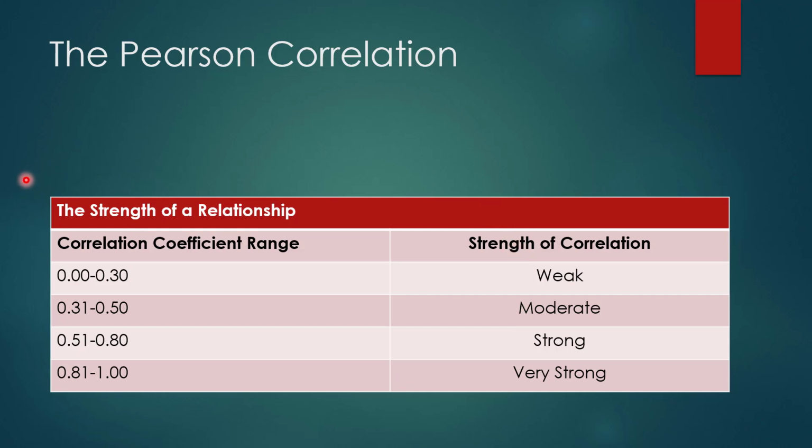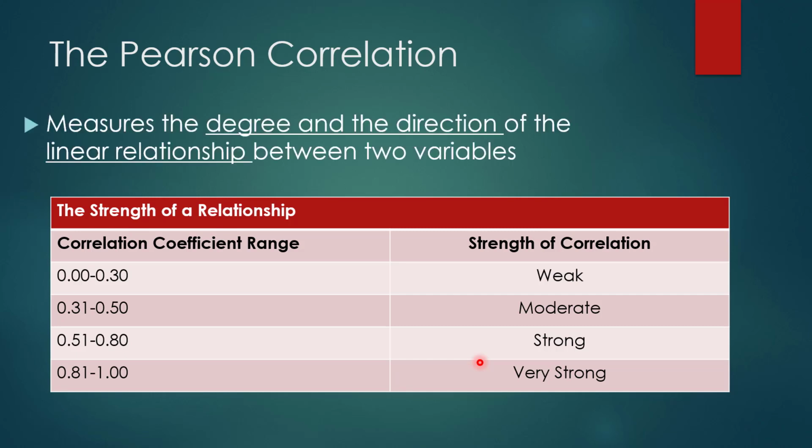When we're looking at a linear relationship, we would use the Pearson's correlation coefficient. If we get a correlation coefficient from 0 to 0.3, it's a very weak correlation; 0.31 to 0.5, moderate; 0.51 to 0.8, strong; and 0.81 to 1 is very strong, again with 1 being a perfect correlation. Sometimes you might see these numbers and strengths be a little bit different than what's reported here, but this is from your textbook.